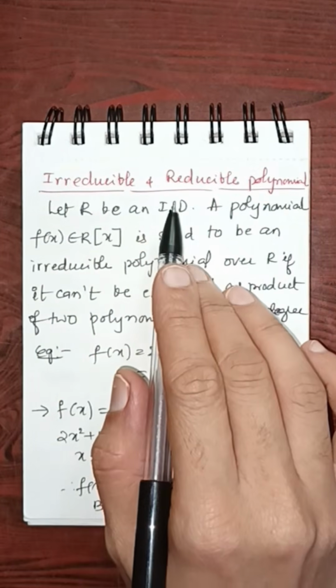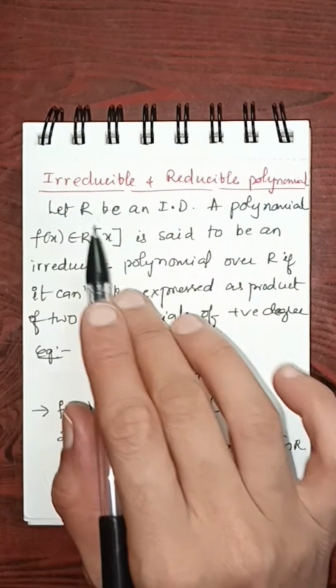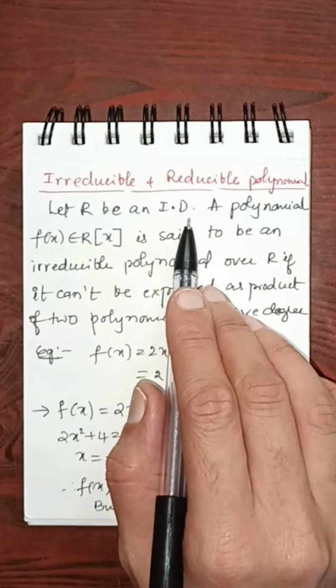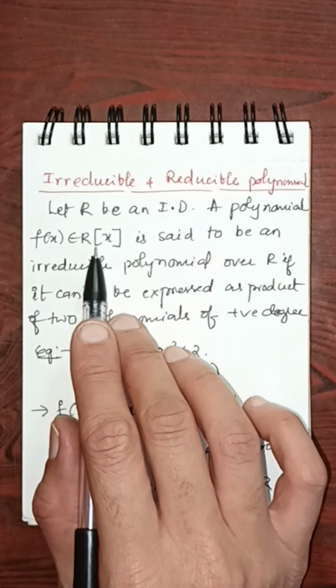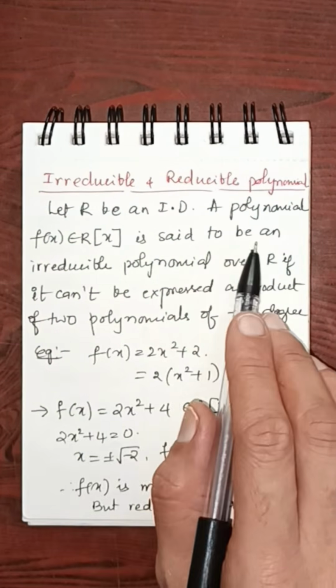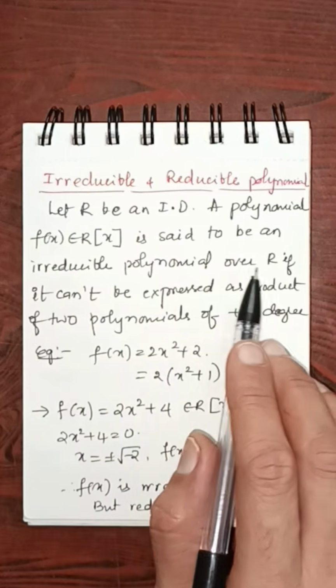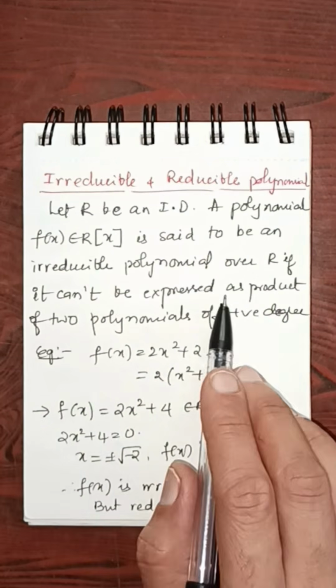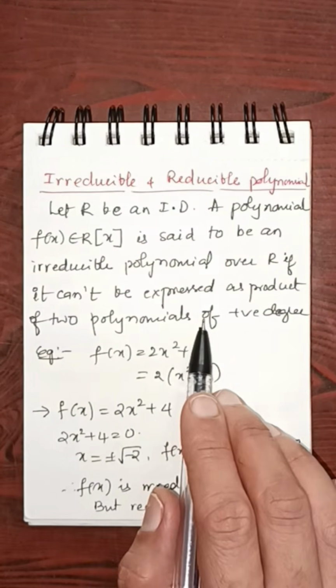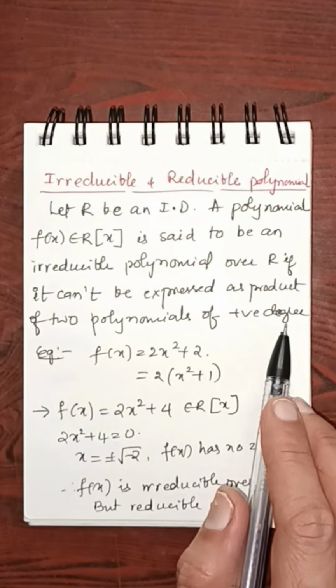Irreducible and reducible polynomials. Let R be an integral domain. A polynomial f of x which is in R of x is said to be an irreducible polynomial over R if it can't be expressed as a product of two polynomials of positive degree.